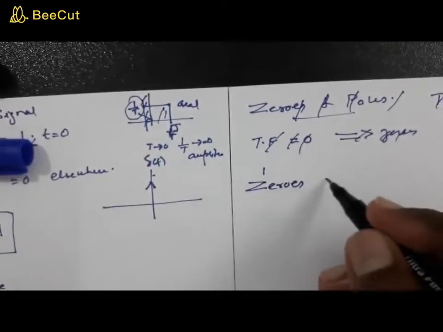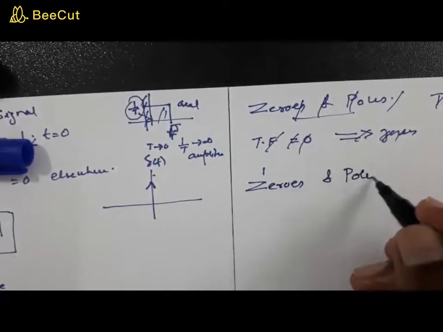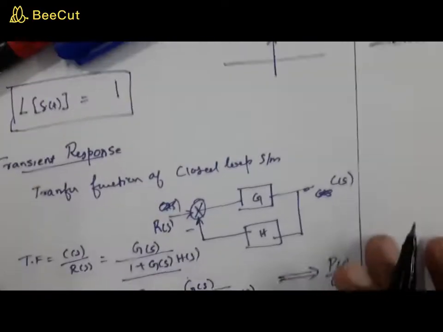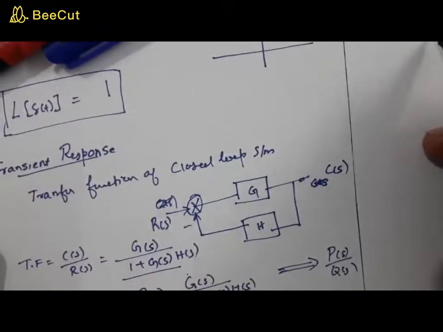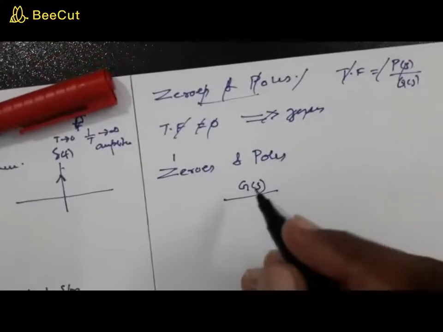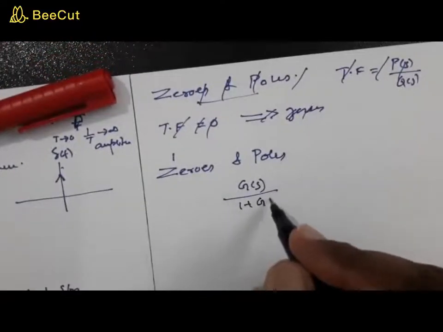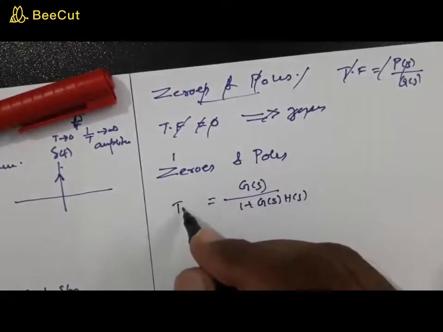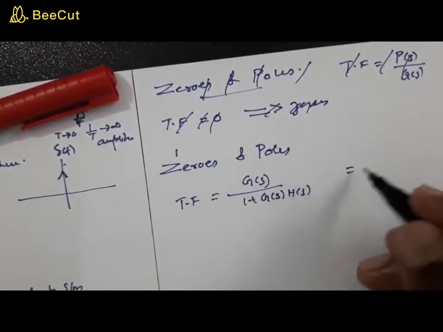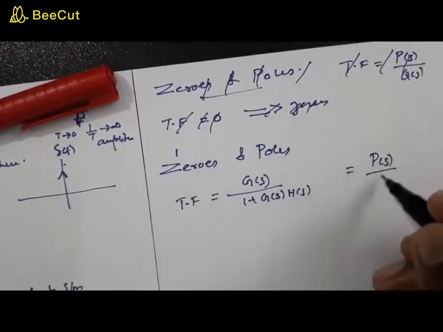In order to study zeros and poles, which we have already dealt with in signals and systems, we require a transfer function, right? Now we know the transfer function to be equal to G of S by 1 plus G of S H of S, right? This is your transfer function. This is of the form P of S by Q of S.